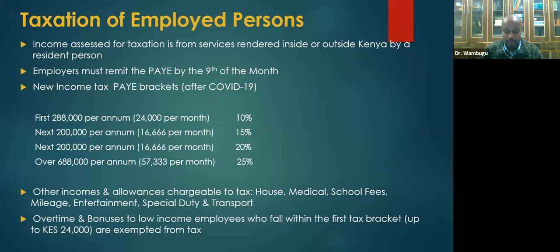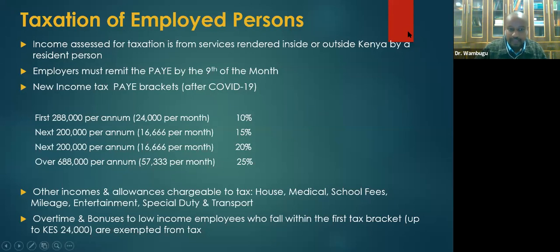After COVID happened, the tax brackets changed. So that is the tax bands, how they're calculated. For example, if I earn a gross salary of, let's give a hypothetical example, 100,000, the first 24,000 will be taxed at 10%. Then the next 16,666 will be taxed at 15%. Then the next 16,666 will be taxed at 20%. Then the final balance, after you've deducted this, will be taxed at 25%. If you really aggregate this, the pay is not exactly 25%, it's actually slightly less, but that is how taxation is calculated.